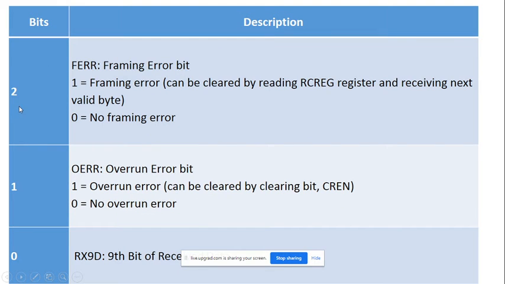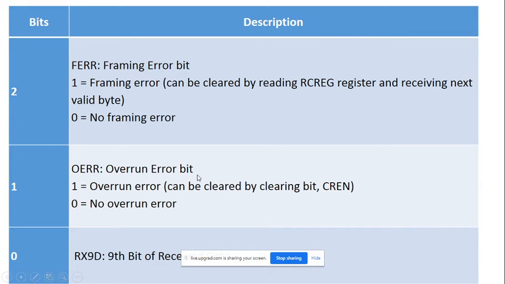Next one is bit number 2, that is the framing error bit. You are using asynchronous mode, meaning you do not send data directly. You first place the data into the transmit buffer register. Then the transmit buffer register converts that data into a package by adding a start bit and a stop bit, so the data is converted into a frame. During converting data into the package or frame, if any error is generated, then this particular bit becomes 1. It indicates there is a framing error. If it is 0, there is no framing error, meaning for converting data into the package, there is no error.